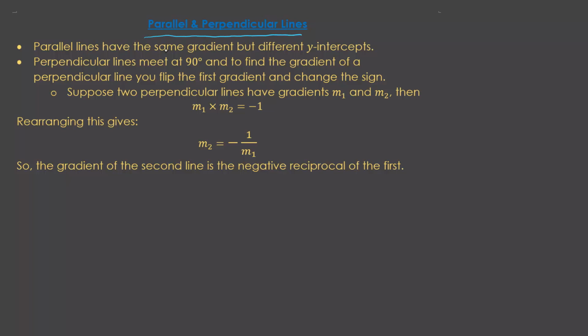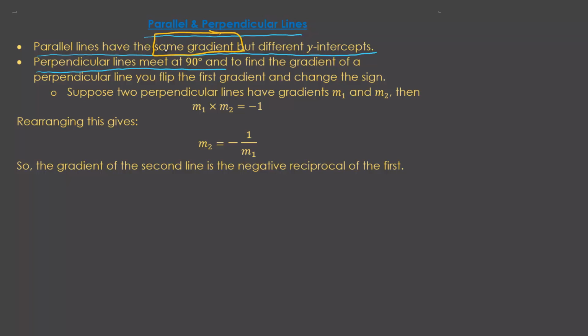Parallel and perpendicular lines. Parallel lines have the same gradient but different y-intercepts. So what we're looking for when we're looking for parallel lines is that they have the same gradient.